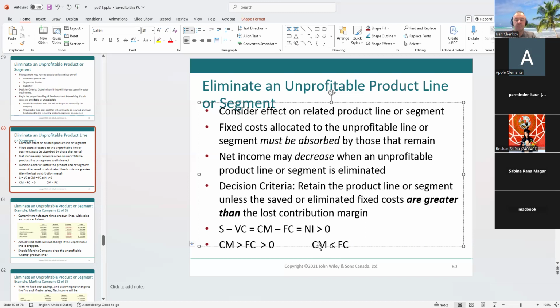Don't keep. Don't keep means that who am I? My net income is below zero now. Yeah, it should be negative. Should be this one, I'm below zero. So okay, what that means? Fixed cost is more than the contribution margin. If the fixed cost is more than the contribution margin, eliminate. Okay. Make sense? Yes, Professor.